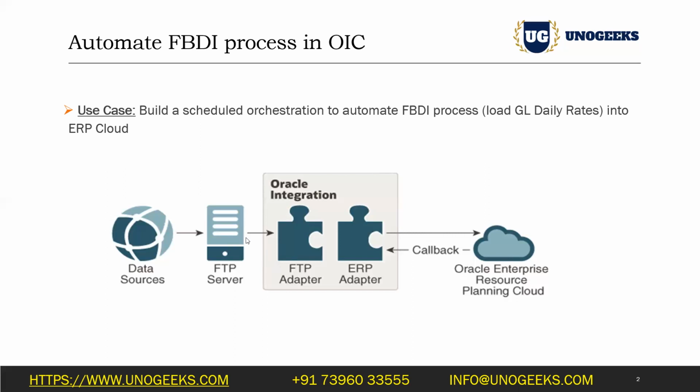In the main integration, you just pick up the file, kick off the bulk import in ERP Cloud, and the main integration finishes. After the file is loaded in ERP Cloud, the ERP import bulk data business event gets raised, and we'll create another callback integration to subscribe to that business event. After the file is processed successfully, the event gets raised, and since we have subscribed to that event, our callback integration gets triggered automatically.